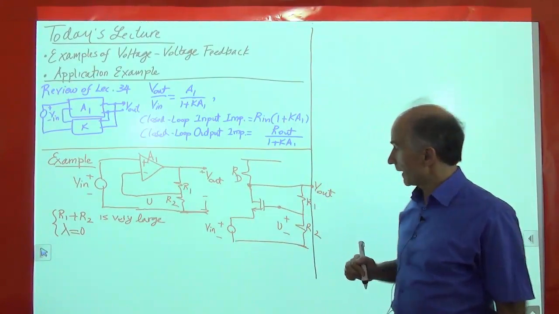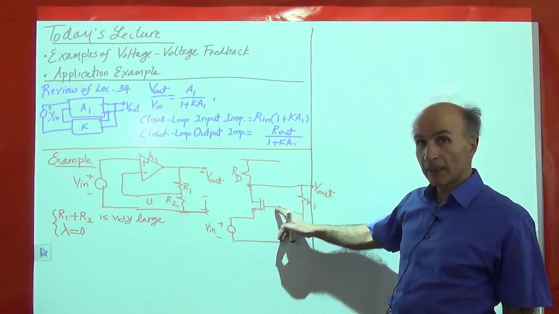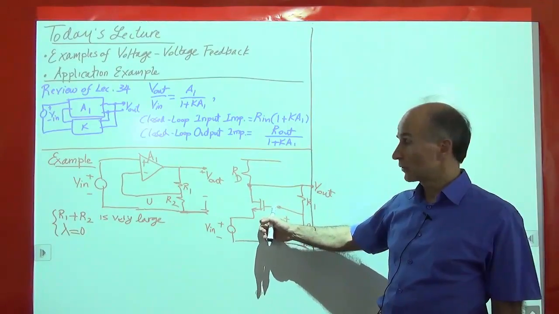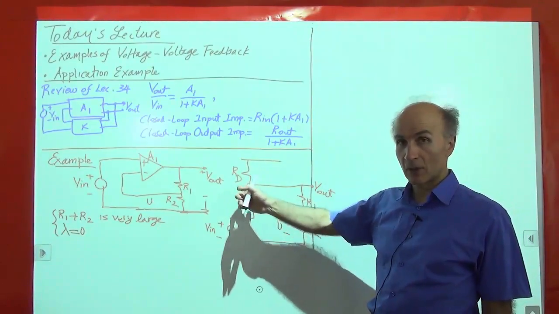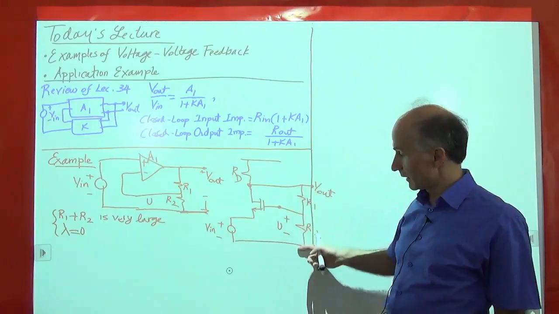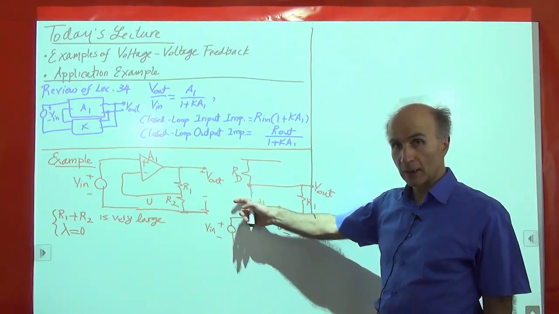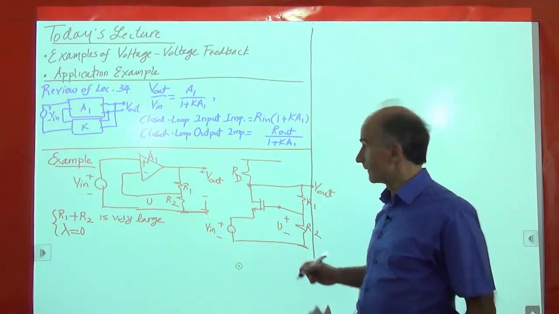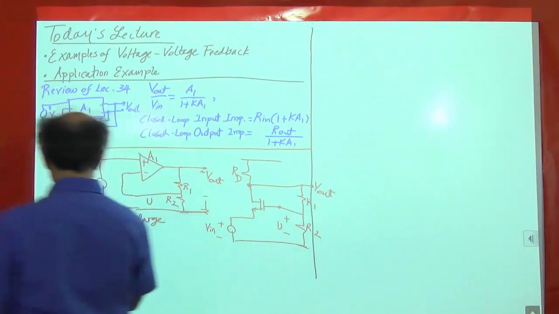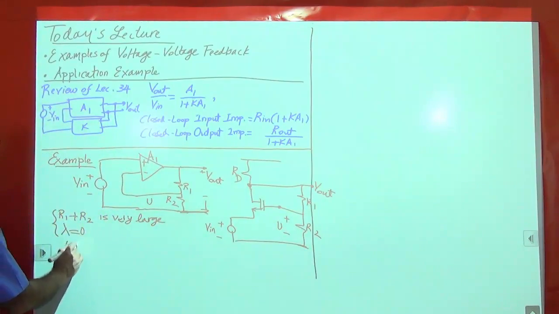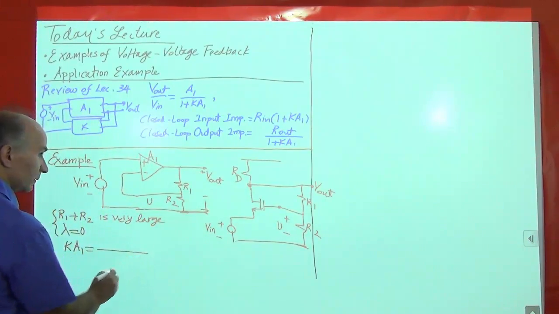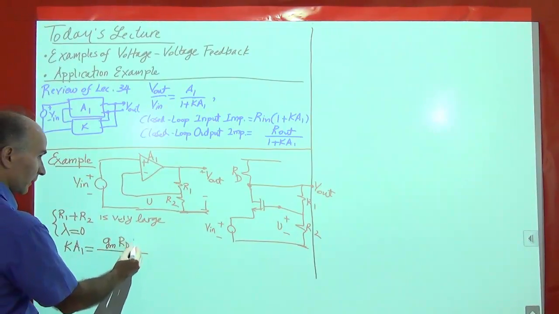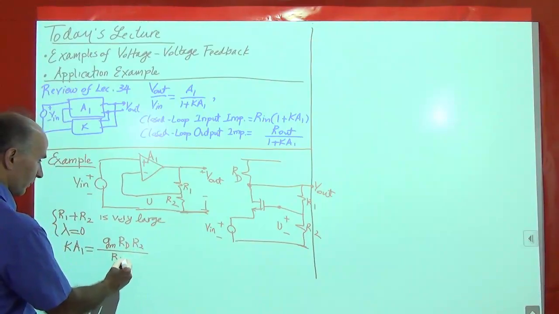Remember, we said that, for example, I can cut the loop from here and travel this way. Then the loop gain is minus GM times RD, and then we have a voltage divider, so minus GM times RD times R2 over R1 plus R2, right? That was the loop gain. So we found before that KA1 was equal to GM RD times R2 over R1 plus R2.